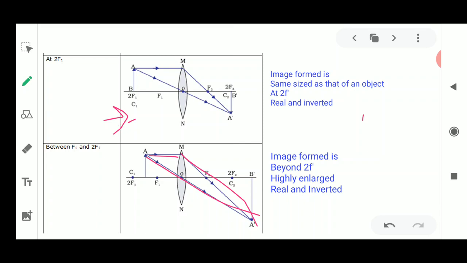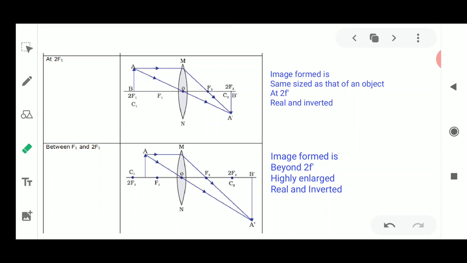Now these rays are meeting below the principal axis. That is why the image will be inverted. In this case you can see that the image is highly enlarged as compared to the object. So this is the image formation when the object is placed between f1 and 2f1. Here the image will be real, inverted, and enlarged, and it will be formed beyond 2f1.